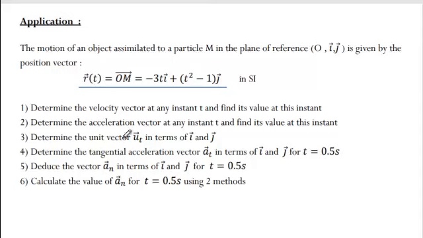Now in part 3, determine the UT vector in terms of I and J. This is here the relation between the NT system and the Cartesian system. So how to find this?